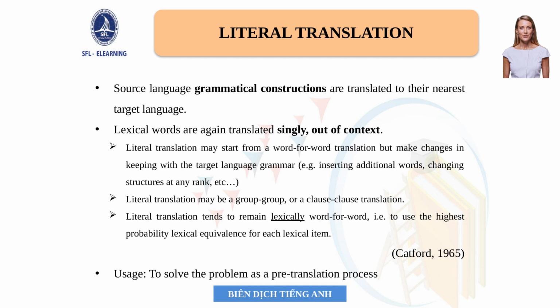Second, it is the method of literal translation. Literal translation involves translating source language grammatical constructions to their nearest target language equivalents. It often starts on a word-for-word basis but adapts to target language grammar, possibly altering structures. This method remains lexically close, using high-probability lexical equivalents, and serves as a pre-translation process to address translation challenges.